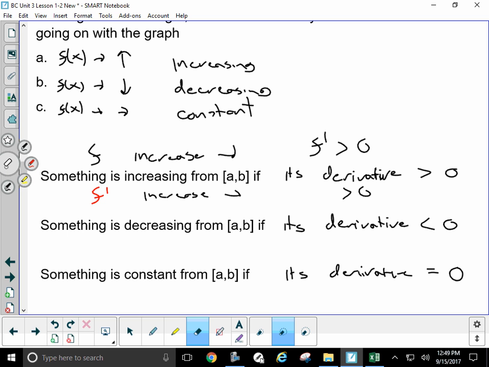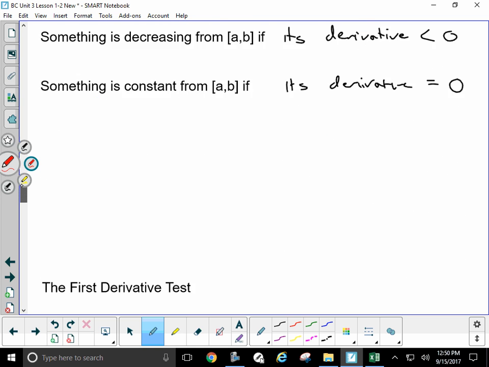F will increase when f prime is positive. V will increase when v prime is positive. What about f prime? Mr. Pittman? When f double prime is positive. Exactly. When f double prime is positive. If I want to figure out when something is going up, just look at its derivative and see when it's positive. Now we'll talk about how do we find when something's positive or negative.